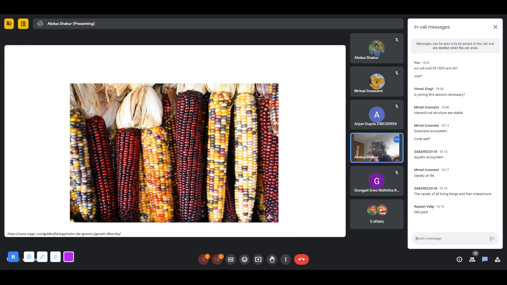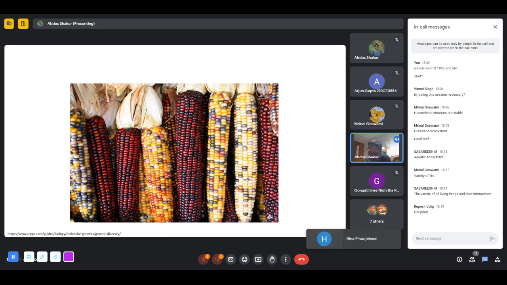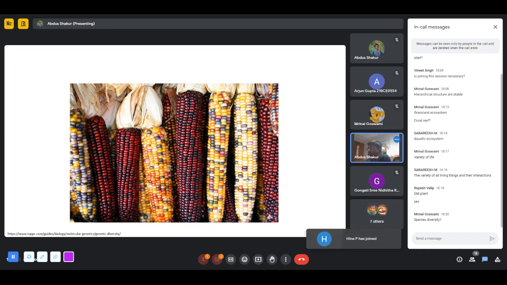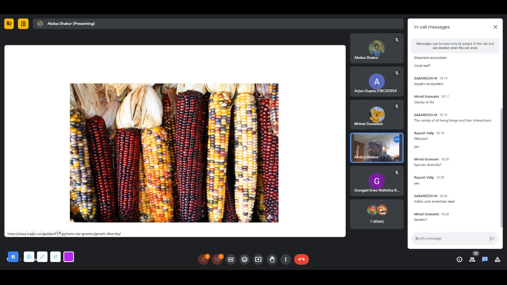GM plant, might be GM. I'm not sure about that, but what do you see? Are these of the same species or not? Let's go slowly. Are these the same species or not? Are they different things or the same thing? Yes, everyone is agreeing that it's the same species. But what you're seeing is a diversity in colors, right? Some are yellow, some are black, red. There's a mix of a bunch of different colors.